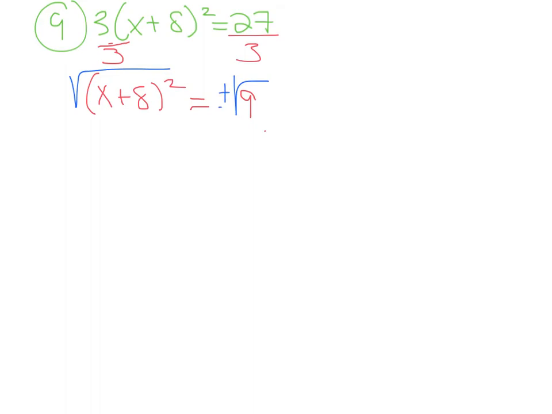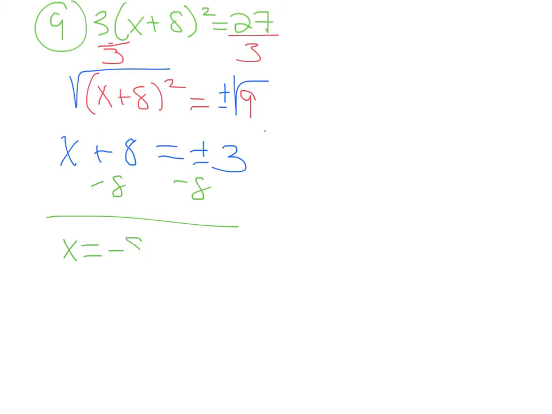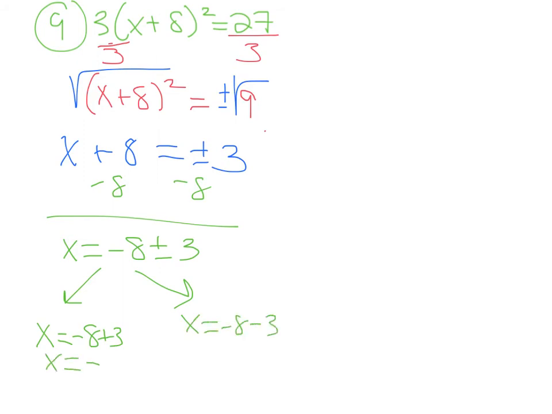Don't forget the plus and minus. That gives us x plus 8, it's no longer squared, equals plus or minus 3. So to get my x by itself, I need to move my 8 over. I will now get x equals negative 8 plus or minus 3, which I'm going to split up into 2, and I get x equals negative 8 plus 3, and x equals negative 8 minus 3, which is going to give me x equals negative 5 and x equals negative 11.